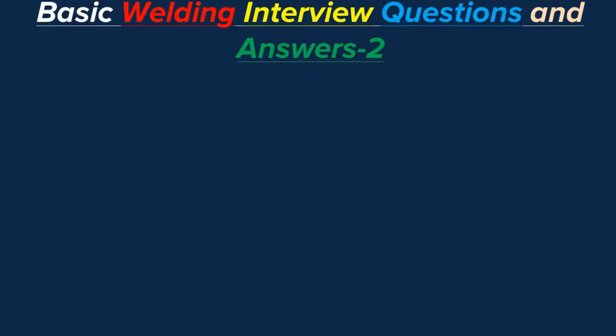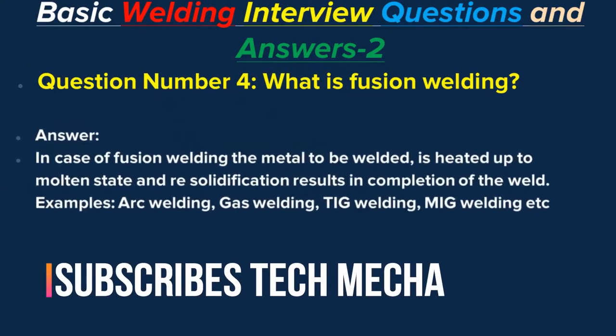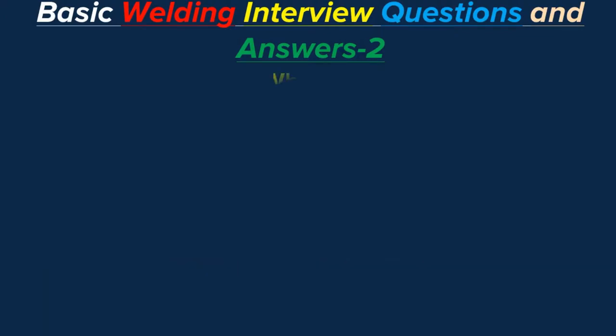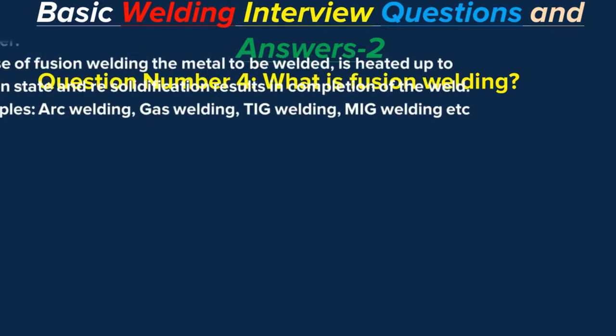Question number 4. What is fusion welding? Answer. In case of fusion welding, the metal to be welded is heated up to molten state and re-solidification results in completion of the weld. Examples: arc welding, gas welding, TIG welding, MIG welding, etc.